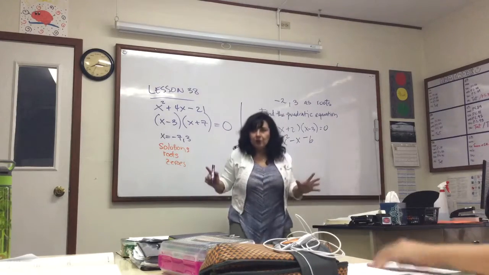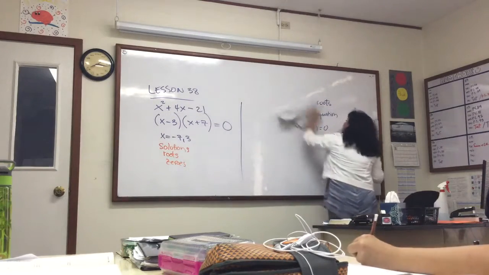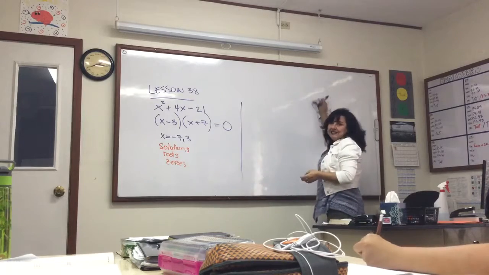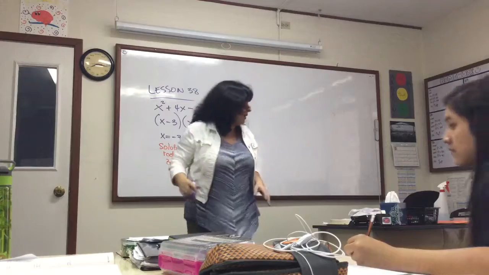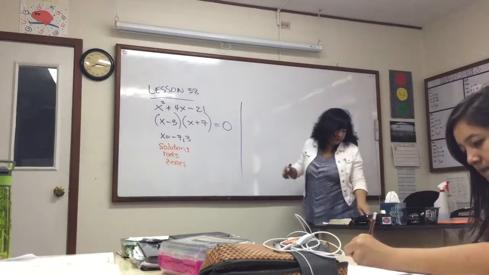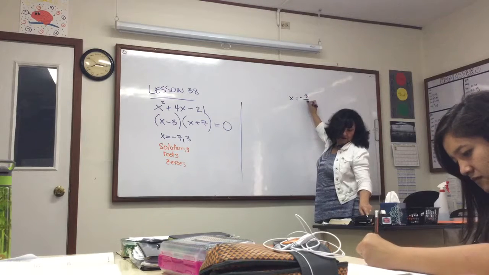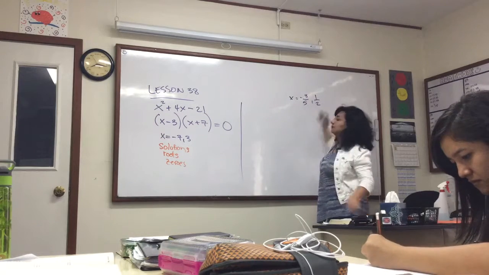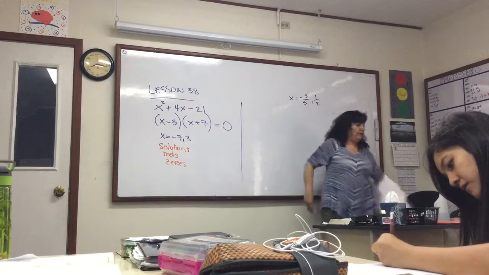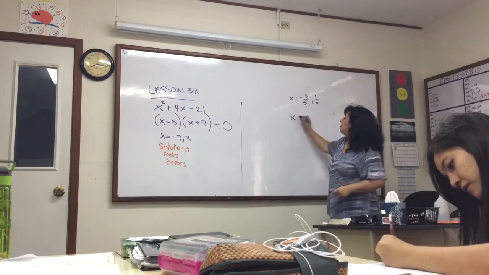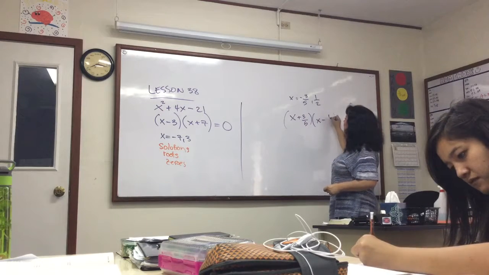It gets a little harder with fractions. Well, if it's fractions, you do the same exact thing, right? You want to do one with a fraction? Sure. Say x equals -3/5 and 1/2. What would you do? x plus 3/5 times x minus 1/2. It's exactly the same thing.